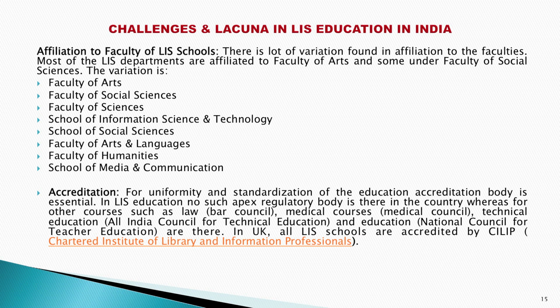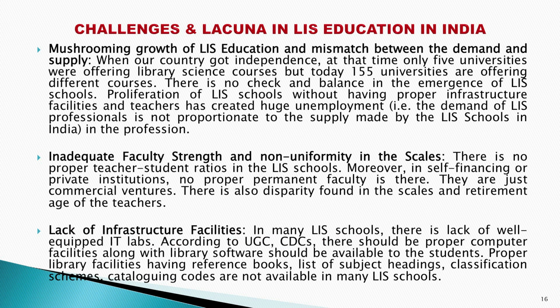In the UK, all LIS education schools are accredited by CILIP, the Chartered Institute of Library and Information Professionals. Another reason for LIS education lagging behind in our country is the mushrooming growth of LIS education and the mismatch between the demand and supply. When our country got independence, only 5 universities were offering LIS courses, but today we have 155 universities offering different courses.